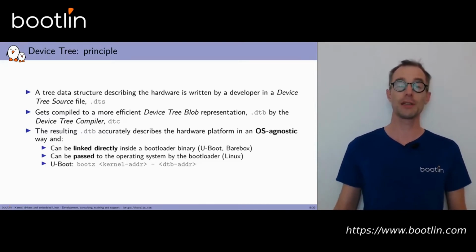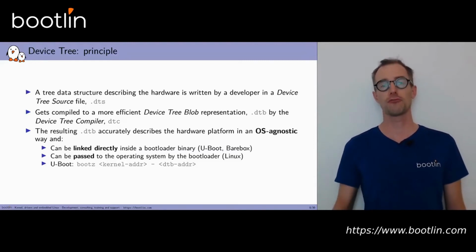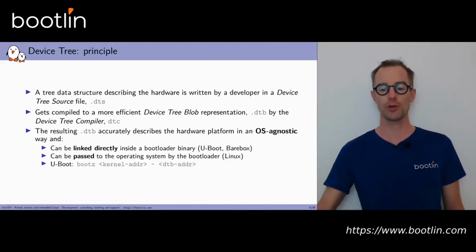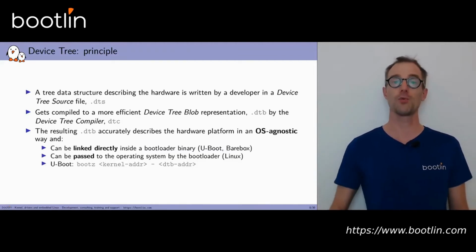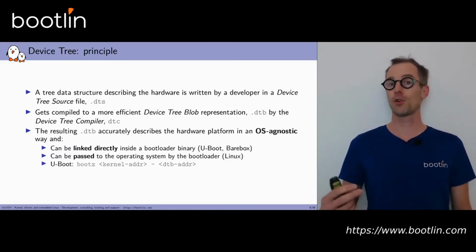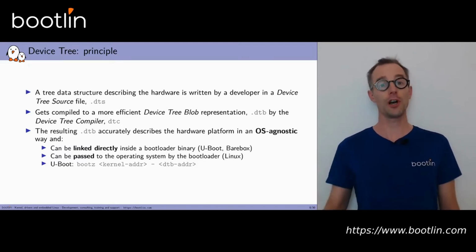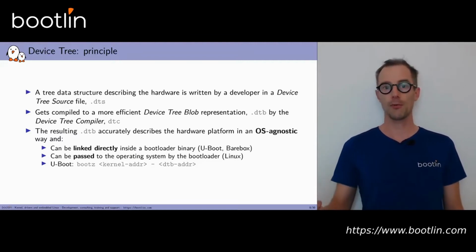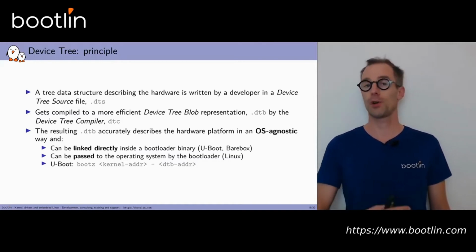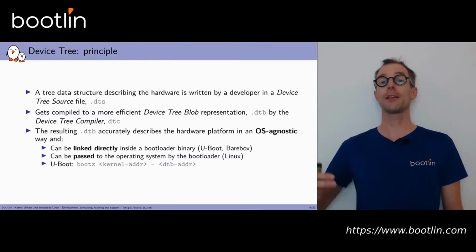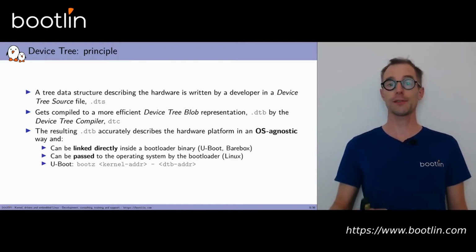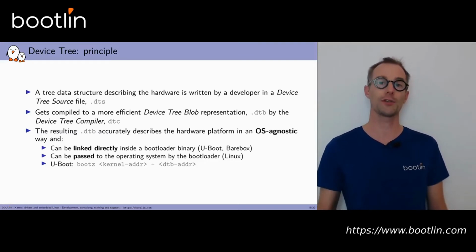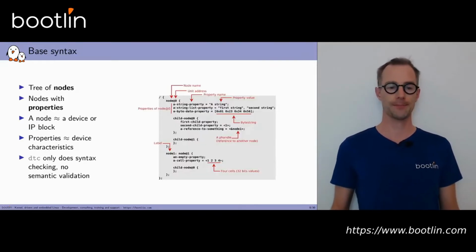And it can, for example, be linked directly inside a bootloader binary. This is what U-Boot or Barebox would do. Or it can be passed by the firmware or bootloader to the operating system, and this is what would happen with Linux. So for example, nowadays when you boot Linux on an ARM 32-bit platform from the U-Boot bootloader, you use the bootz command, which takes the kernel address, where the kernel image has been loaded into RAM, and the device tree blob address. So the operating system really needs to have access to the device tree to be able to recognize what hardware is available and how it is organized.